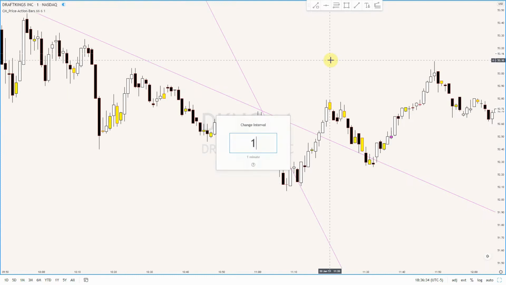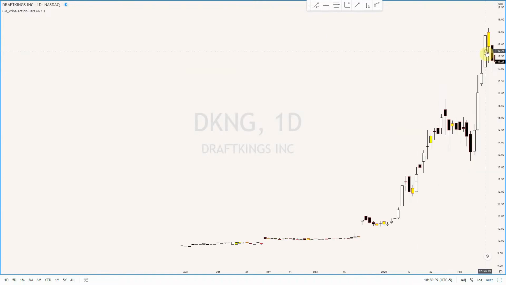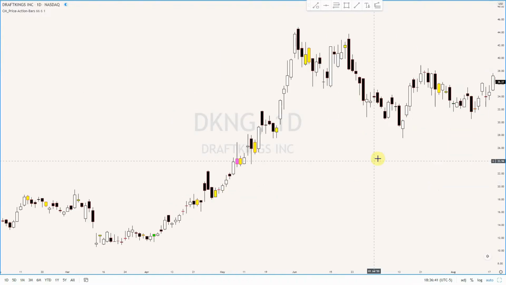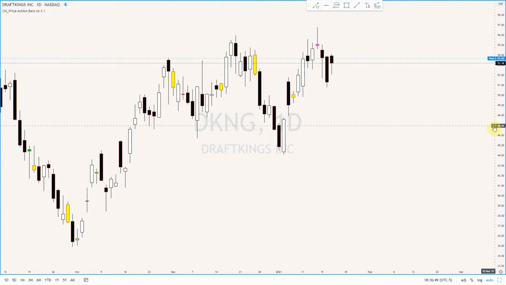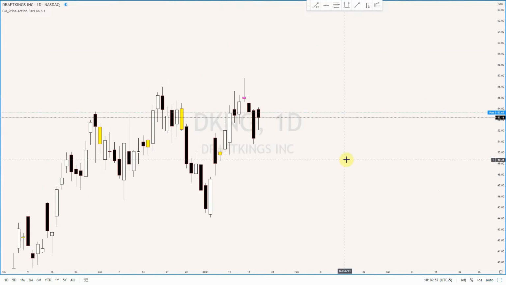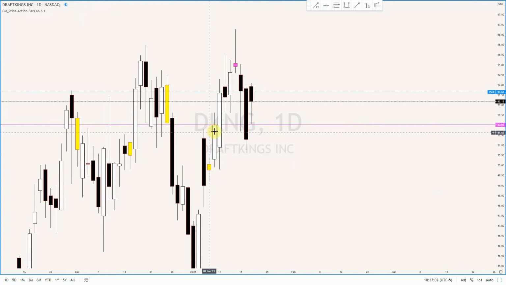So let's just look at the daily chart for DraftKings. And this is why I always have the daily up, because as I'm watching things move along, I want to see what my target is. So let's just see where that corresponds. If I'm trading this, I'm looking left and I'm noticing that this level, which happens to be the close from a candle, I don't know, a week or so ago, January 8th, is where it's getting close to.